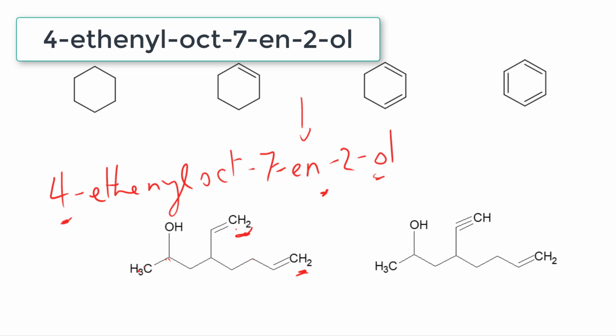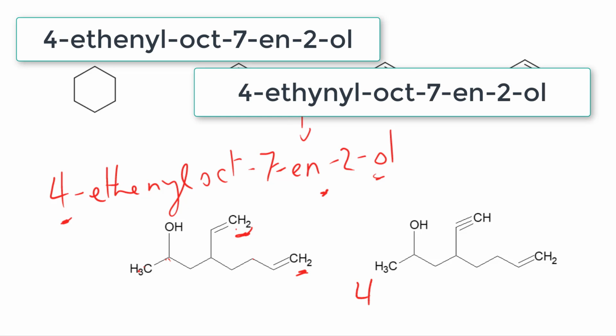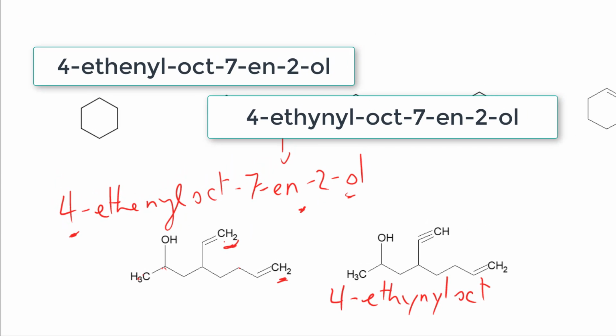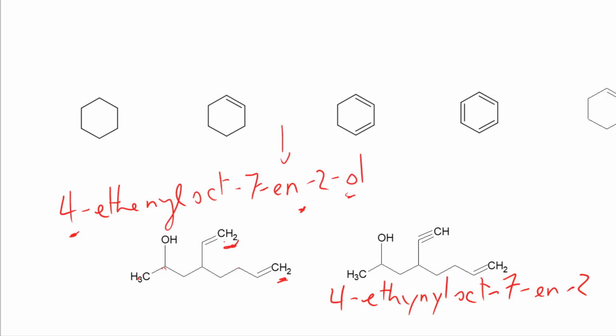And then to finish off the other one, the only difference is it's an ethynyl. So this would be a 4-ethynyl. I really hope I'm spelling this right. I'll go back and spell it correctly. 7-ene-2-ol.